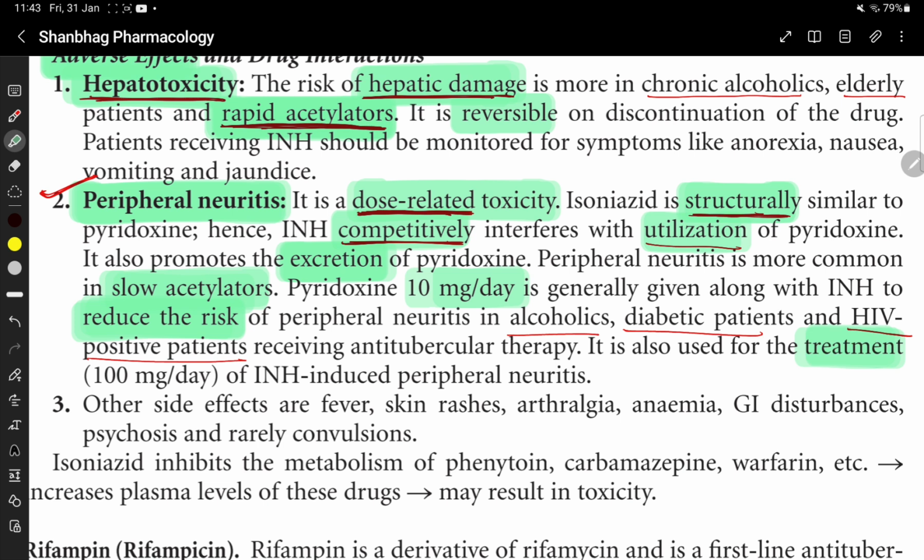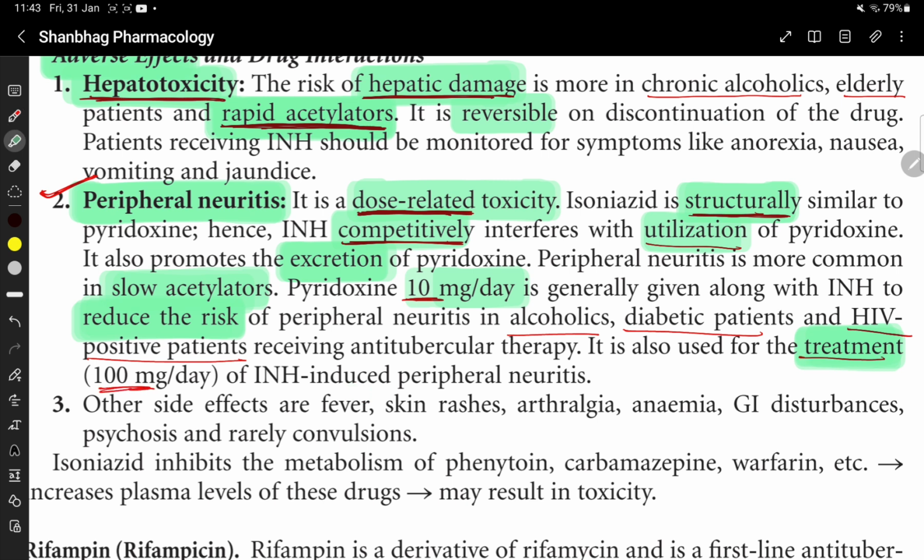ठीक है, पेरिफेरल न्यूराइटिस के रिस्क को रिड्यूस करता है और उसके ट्रीटमेंट में भी यूज़ होता है. तो पायरिडॉक्सिन आइसोनियाजाइड के पेरिफेरल न्यूराइटिस के रिस्क को कम करता है in alcoholics, diabetic patients, and HIV positive patients receiving anti-tubercular therapy, and it is also used in the treatment of isoniazid induced peripheral neuritis. Risk reduce करने के लिए the dose is 10 mg per day. Treatment के लिए the dose is 100 mg per day.